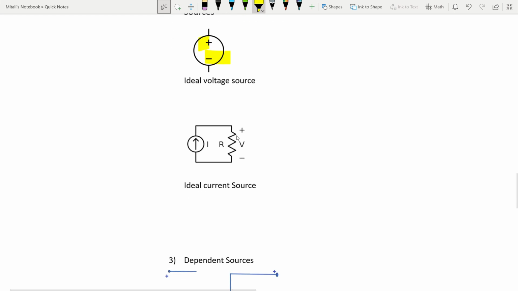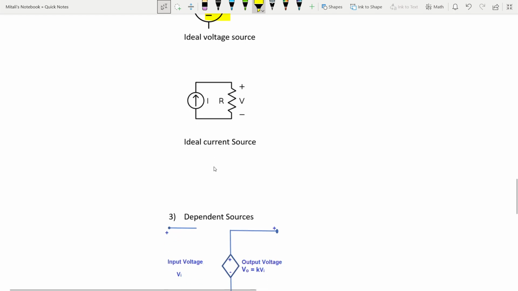Now, ideal current source. An ideal current source supplies a constant current regardless of the voltage across it. It is depicted as a circle with an arrow inside.